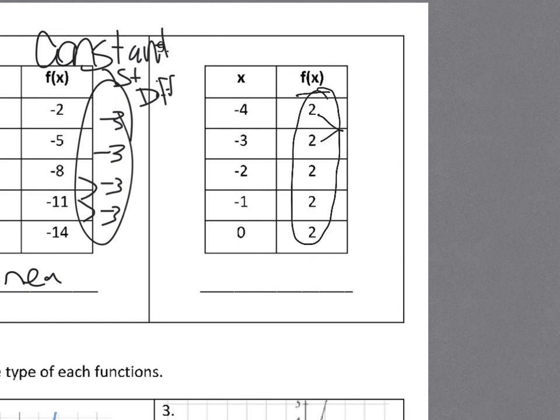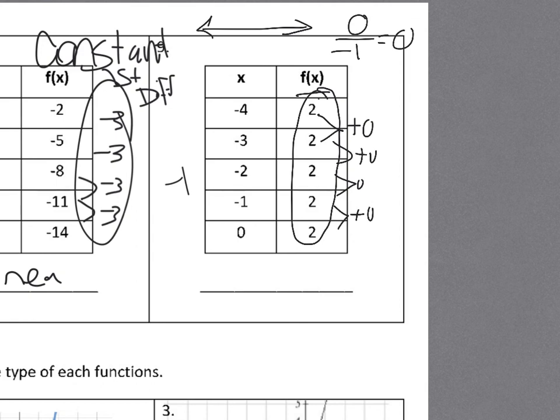So 2 to 2, what did it do? It went up 0. It went up 0. It went up 0. It went up 0. Here we were going down 1 each time, right? So my slope is 0 over -1, which is 0. So I got a 0 slope, which is basically a flat line. So when your y's are the same, you have a horizontal line, a horizontal linear function.